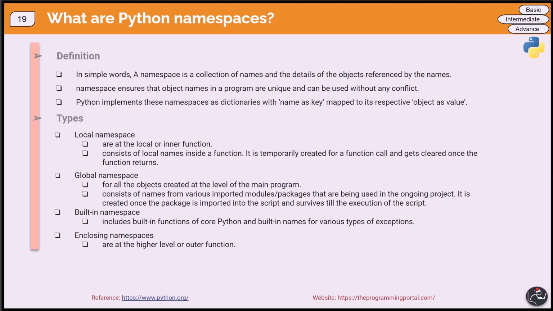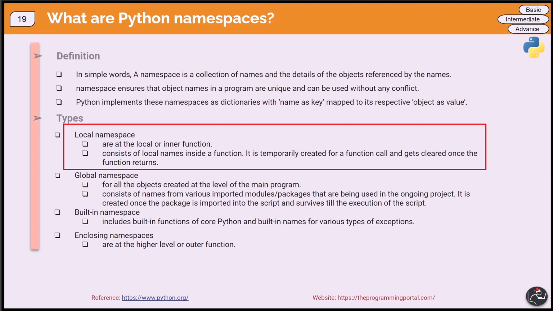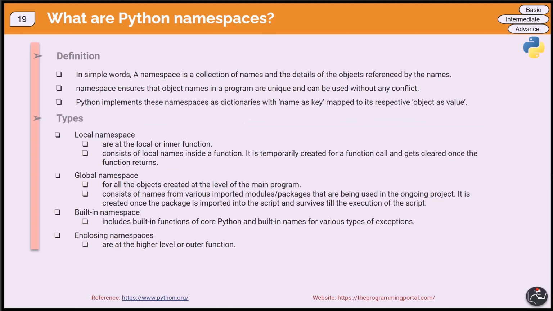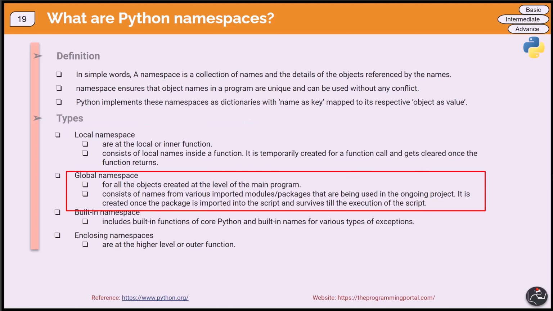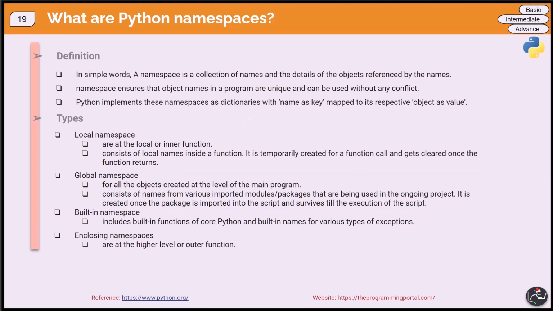It is internally implemented by Python, which maintains a dictionary where the name is a key and maps to the respective object value. So we have different namespaces like local, global, built-in and enclosed. When we declare something inside a function, then that will be in the local namespace. Also, we have a global namespace where all objects are created at the top level of the program, and that can exist throughout the program. There are also built-in functions of core Python for the built-in namespace. And we have an enclosing namespace. It is between your inner and global level, which can be accessed in the outer function.